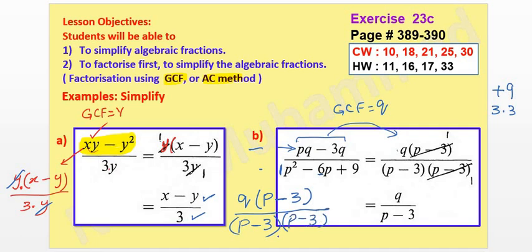Why will it be p minus 3? Because we have to put the same signs, because of this positive sign, right? Now clearly you can see that this p minus 3 and this p minus 3 can be cancelled, and only q is left in the numerator, and p minus 3, the other factor, is left in the denominator. So these are the final answers, this one and this one. Clear? Let's solve some questions from the exercise now.